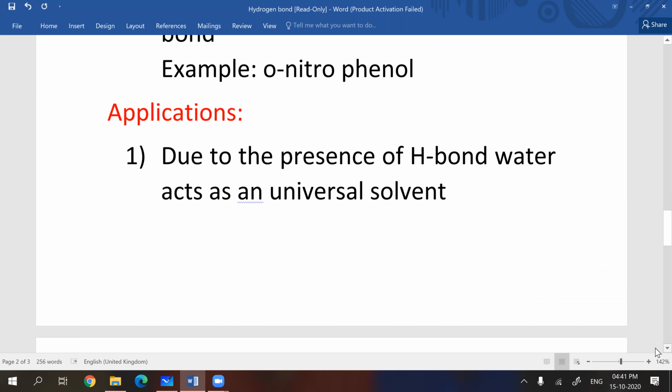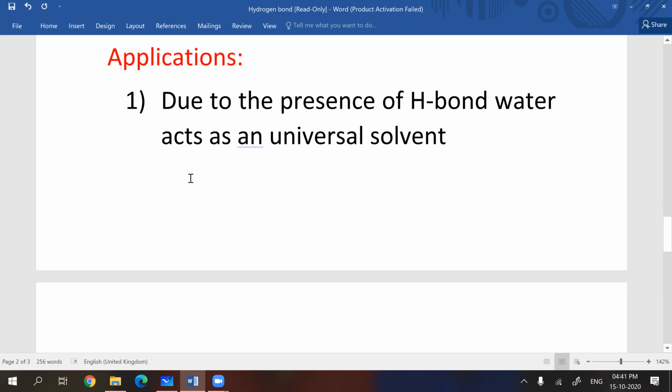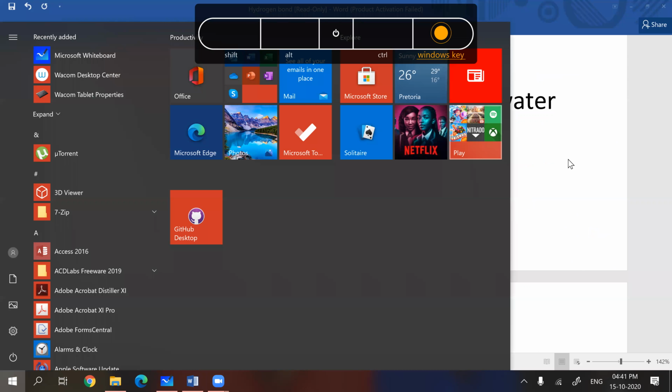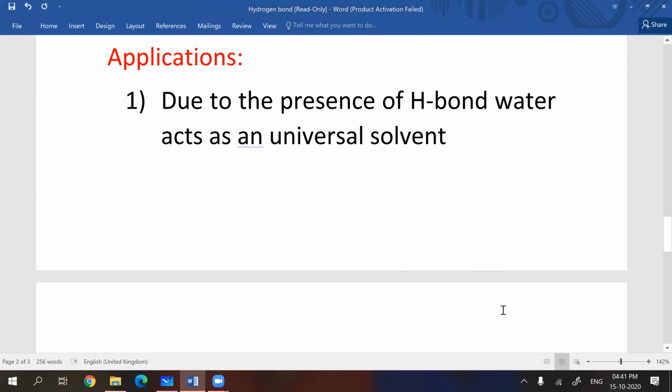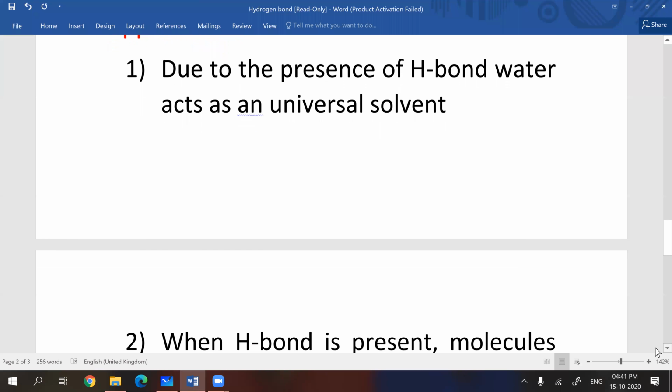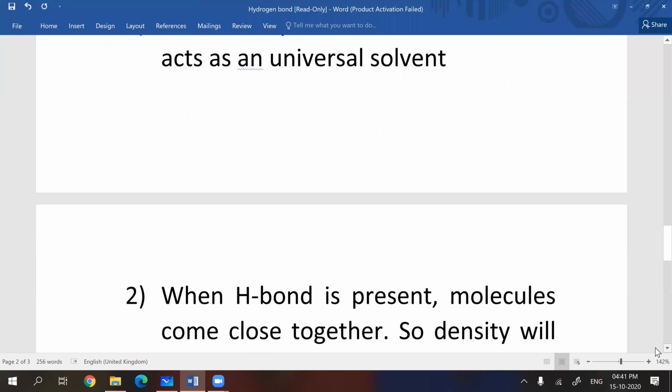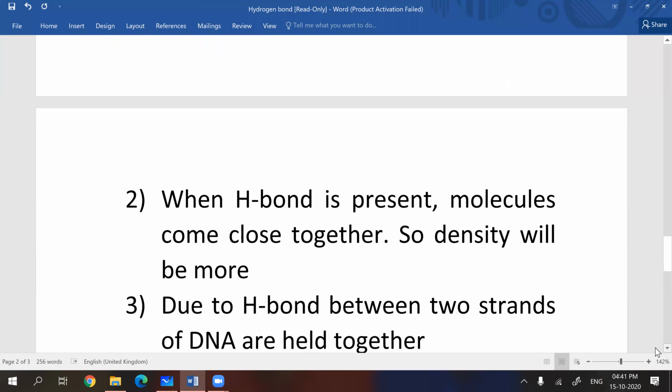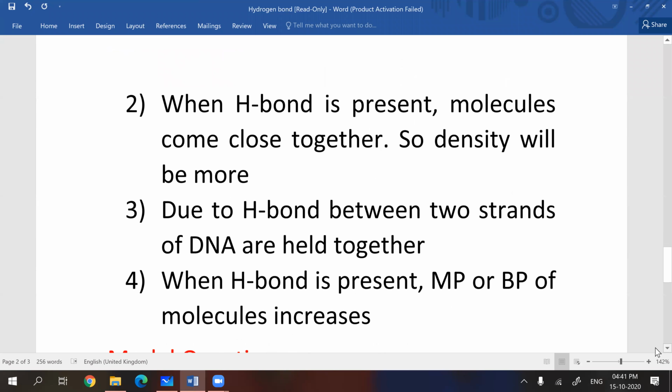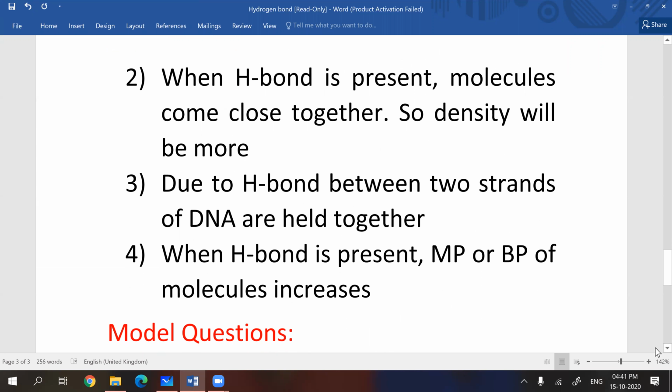Now let's see what the applications of hydrogen bond are. Due to the presence of hydrogen bond, water acts as a universal solvent. The reason is, because of hydrogen bond, water has polarity and stays in the liquid state, and it can dissolve polar solutes in it. Because of hydrogen bond, molecules come closer together, so the density of the molecules increases.